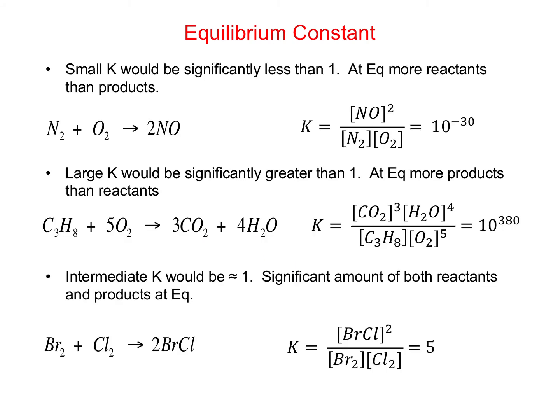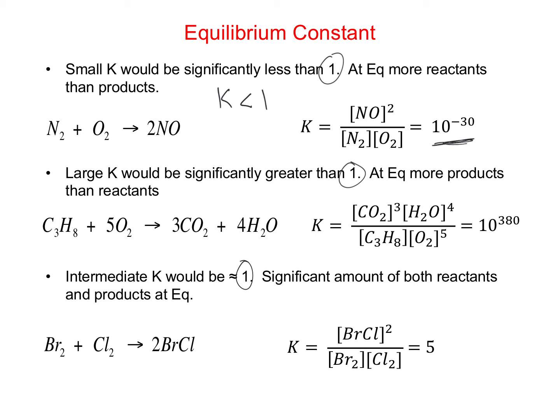All right, so what does the magnitude of the equilibrium constant tell us? We always compare K to 1. When the equilibrium constant is significantly less than 1, so we're talking about K less than 1, and 10 to the minus 30 is definitely a lot less than 1, that tells me that we have almost all reactants present at equilibrium. Very little of the reactants get converted into products when we have very small equilibrium constants.